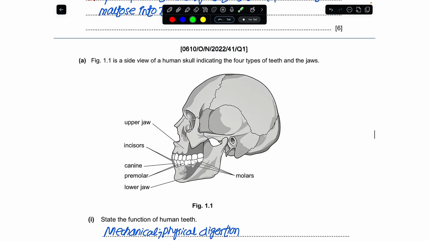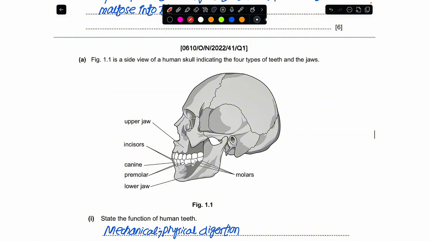If you come here to October/November 2022, the theory paper variant was 4-1, and in your exam this was question number 1. Here the approach being tested was your ID in terms of the structure and function of the teeth. They show you figure 1.1, a side view of the human skull, and they have shown you 4 types of teeth in the jaw.